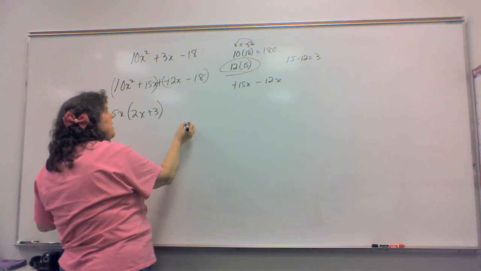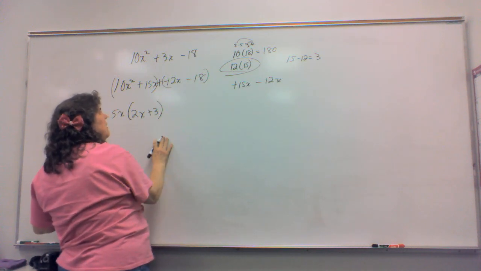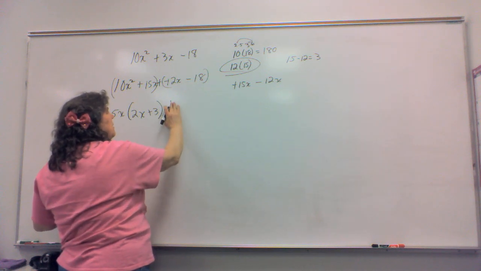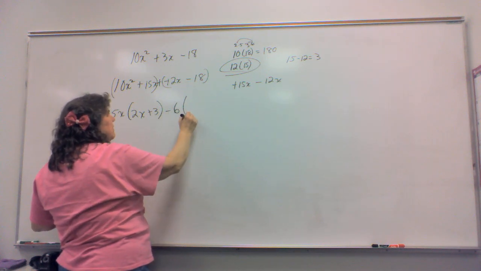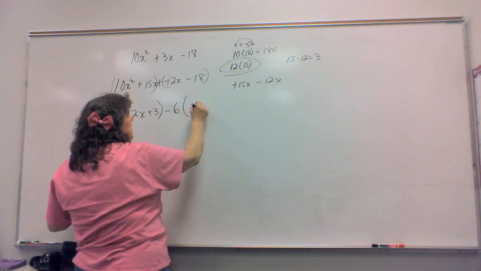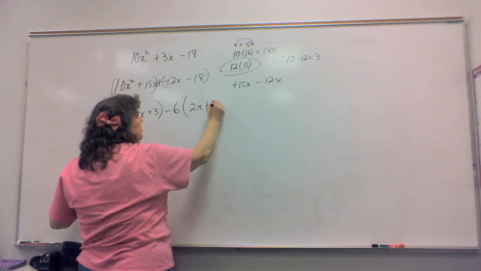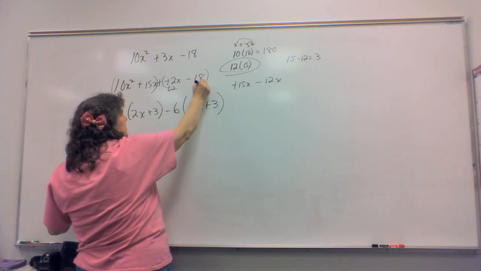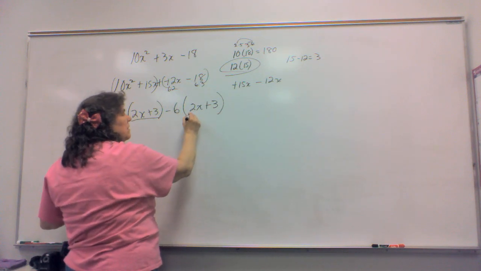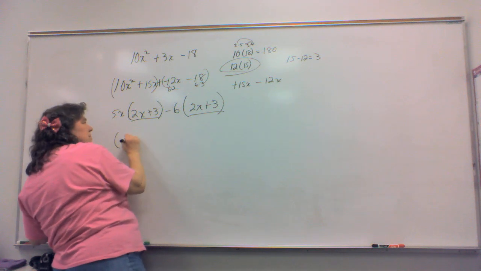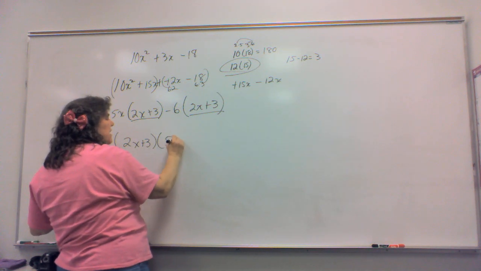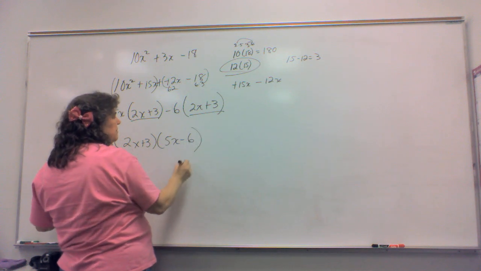Factor out a common factor of how about a negative 3? No, can't be. How about a negative 6? And this will be 2x plus 3, because this is 6 times 2 and 6 times 3. Notice, the factor is the same: 2x plus 3 times 5x minus 6.